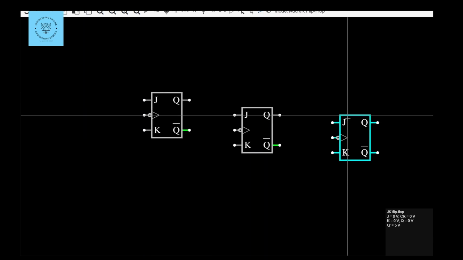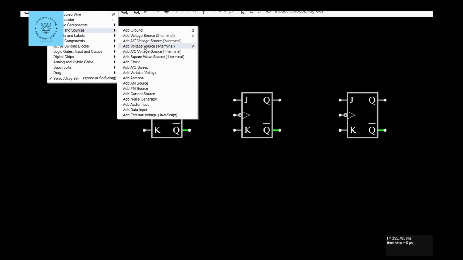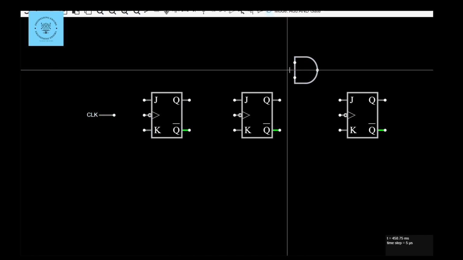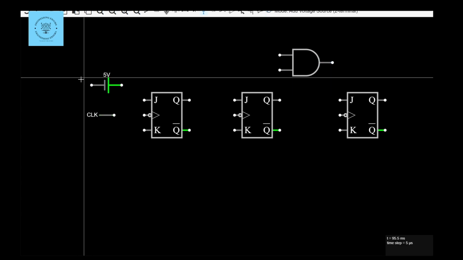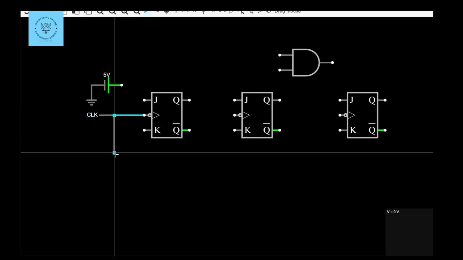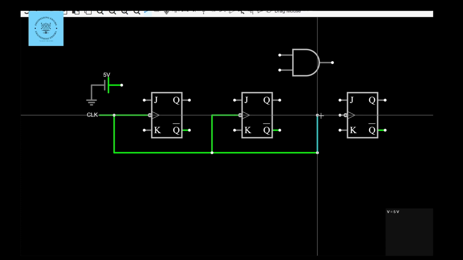We are using 3 JK flip-flops and 1 AND gate. This is a 3-bit synchronous counter. In synchronous counter, all the flip-flops receive the same clock signal at the same time. Because of this, all outputs change together on the positive edge of the clock. All the JK flip-flops are connected in toggle mode, so the outputs keep changing in binary sequence with every positive edge of the clock signal.